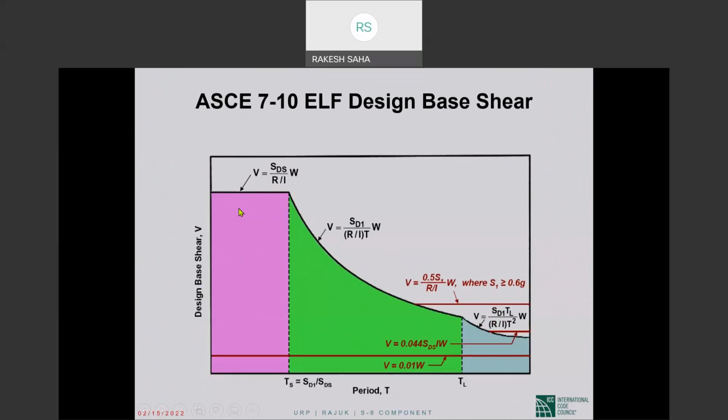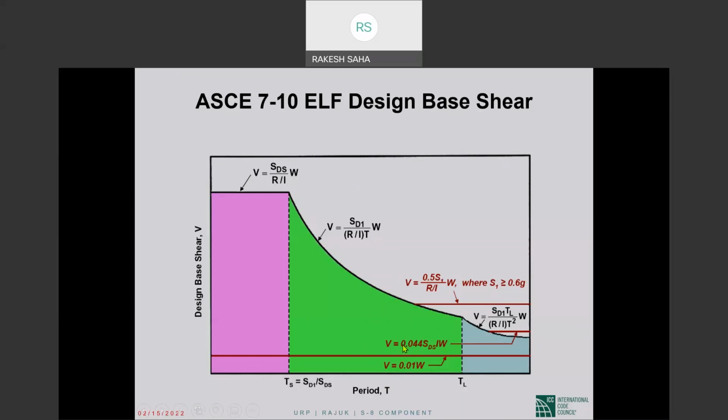We eliminate the ramp building up to the flat top. We extend the flat top all the way back to 0 period. We lower the spectrum by the response modification factor R, and at the same time raise it by the importance factor I. So that is the R over I definition. And then at the long period end, when 1 over T or 1 over T squared would give us very low design base shears, we impose minimum design base shears.